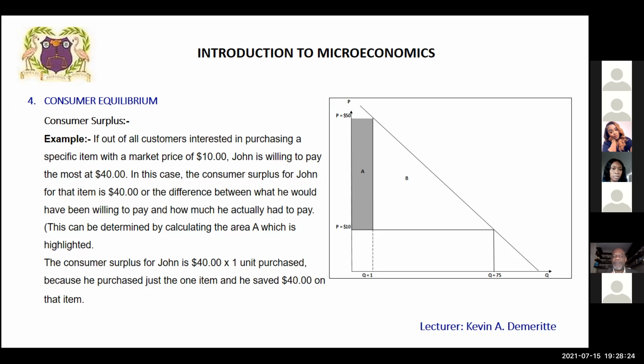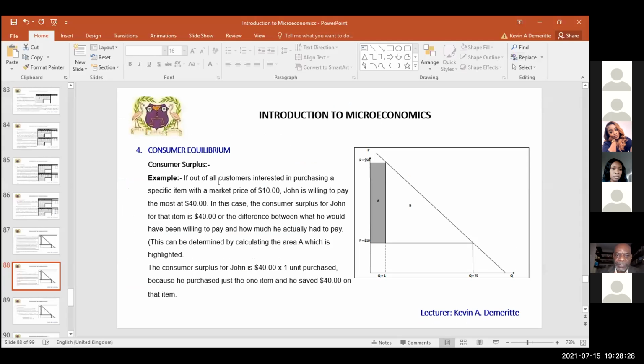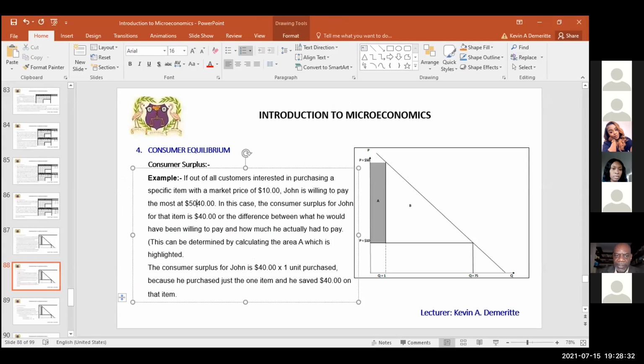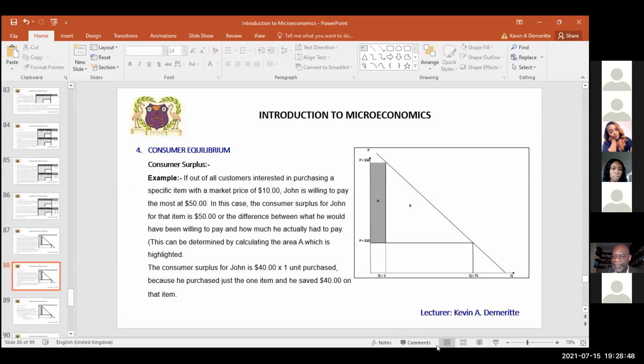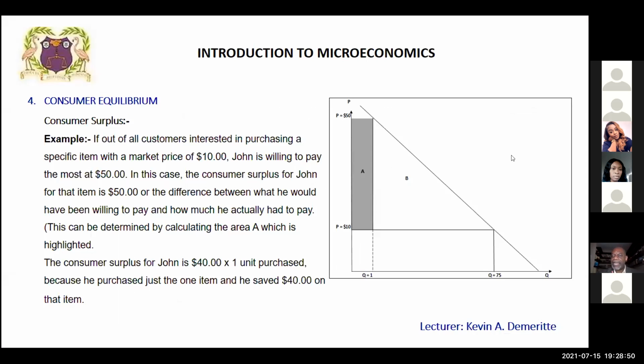That's not right. He was prepared to, let me make this correction, because I'm going to send this to you. $50. And delete, delete. $50, delete, delete. All right, so let's see. Yes, okay. Back to our story.